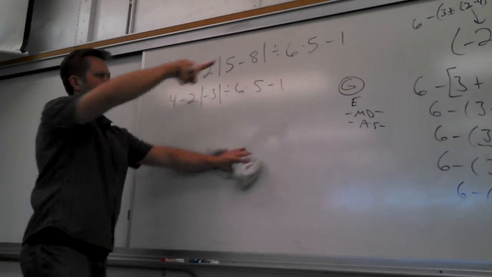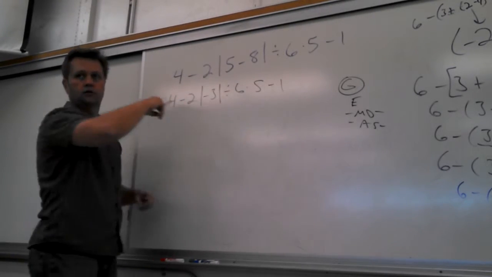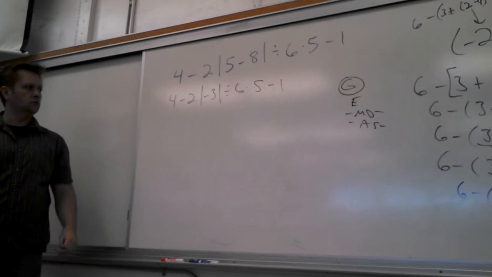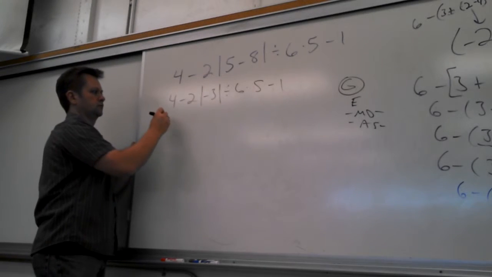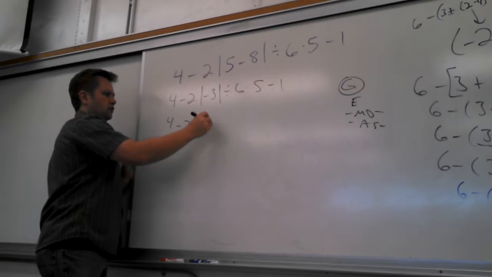What would be last here? What's the very last thing I would do? Subtraction. Yeah, for the subtractions. I like it, because that's at the very bottom. Poor little dude. So what's the next thing I do? Make it a positive 3. Good. Absolute value of negative 3 is positive 3.